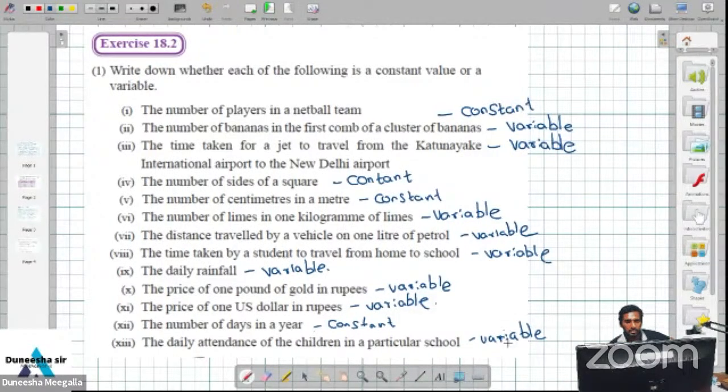Okay. Some are registering. So the children's attendance of the school, it's a variable. Okay.